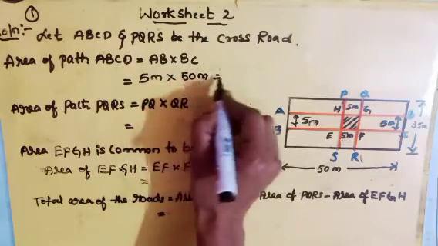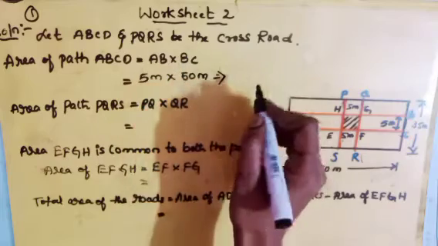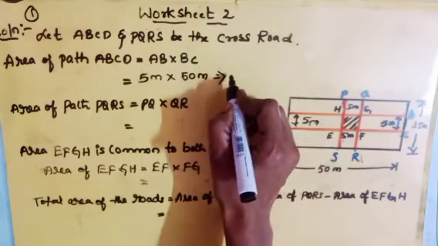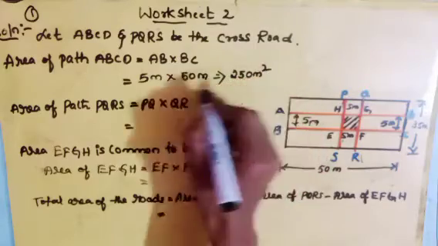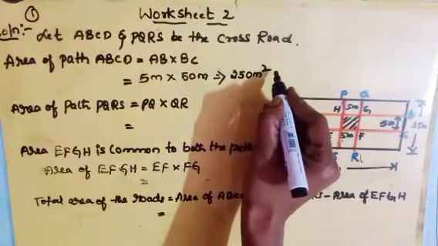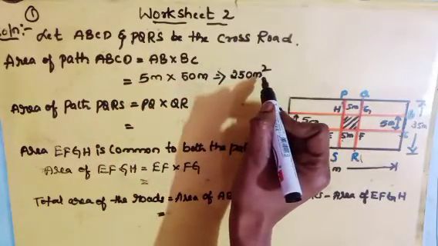So when we multiply 5 meter into 50 meter, we get 250 meter square. Meter into meter is meter square. So 5 meter into 50 meter is 250 meter square.